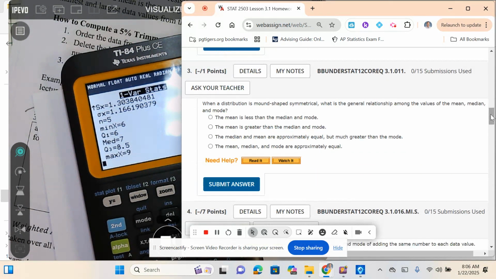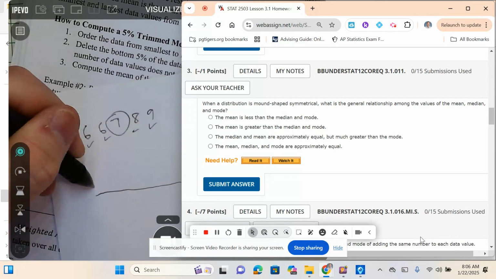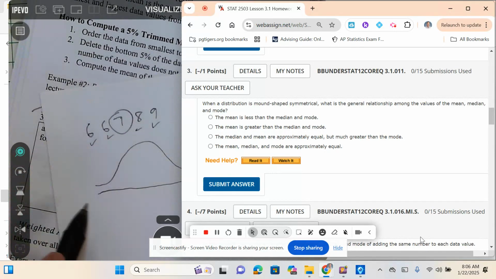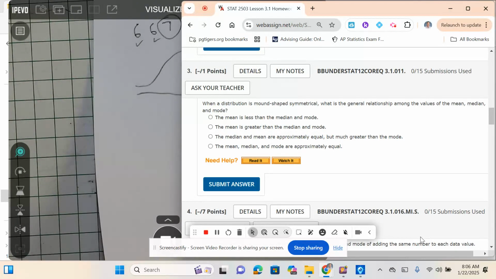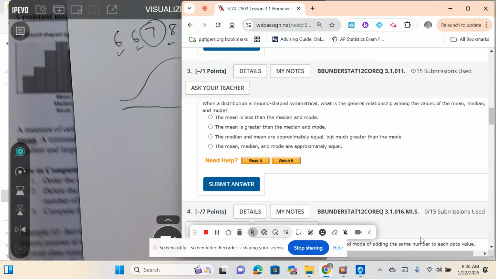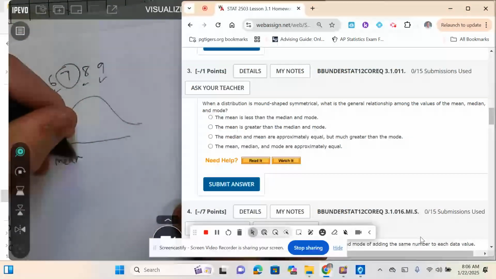Number 3, when a distribution is mound-shaped and symmetrical, what's the general relationship between the mean, median, and the mode? Okay, this is a good question because this was not covered very well in the notes. So when it's mound-shaped and symmetrical, how does the mean, median, and mode compare? Mound-shaped and symmetrical looks like this. When it's mound-shaped and symmetrical, and I don't know if I put this in the notes, so if I didn't, I apologize, that means the mean and median are about the same.